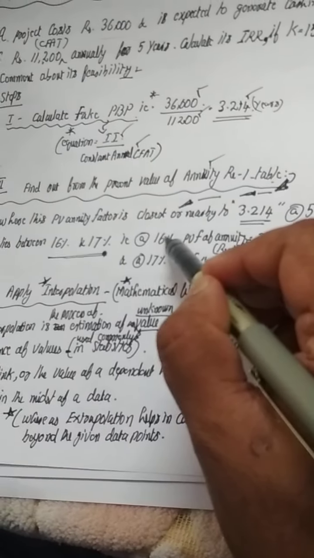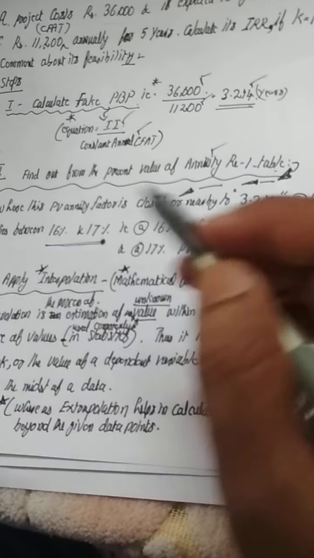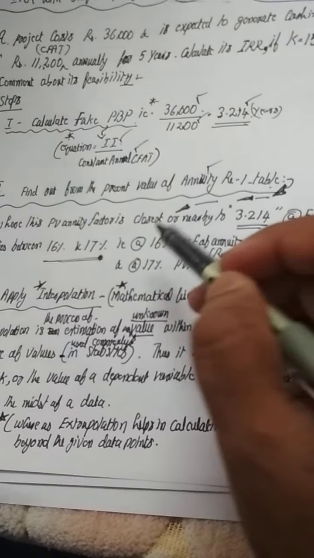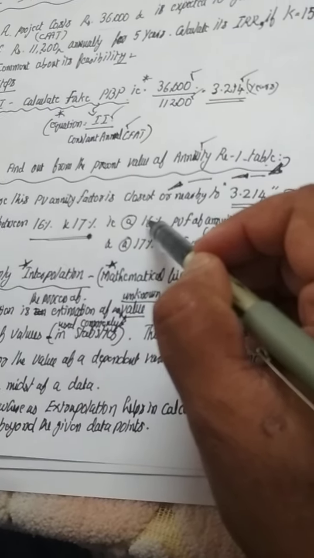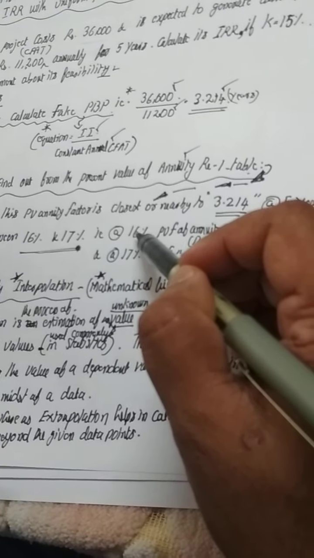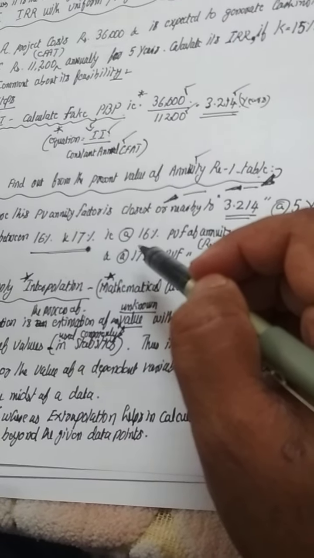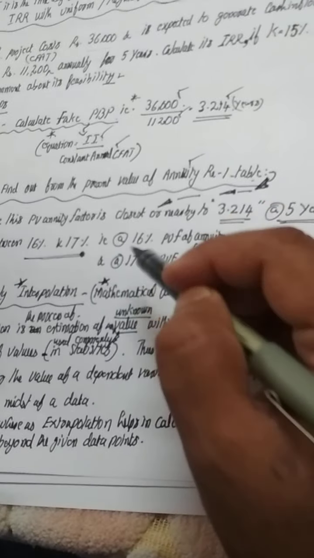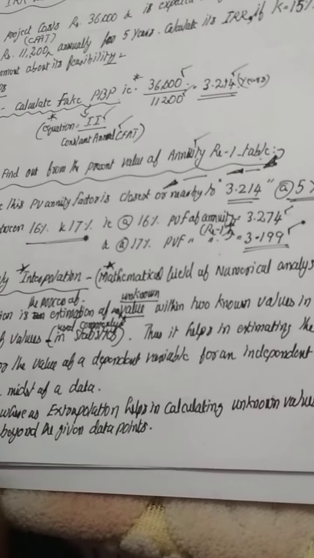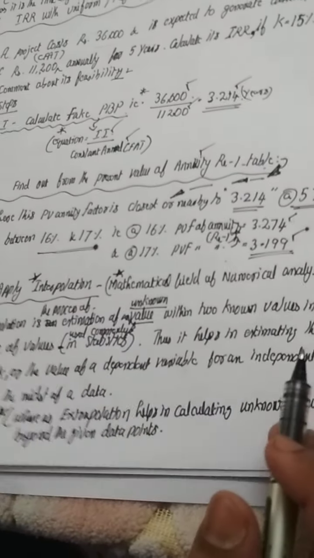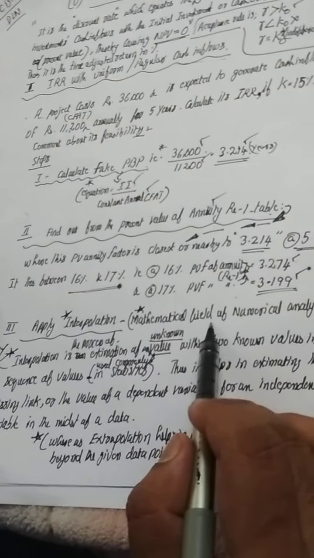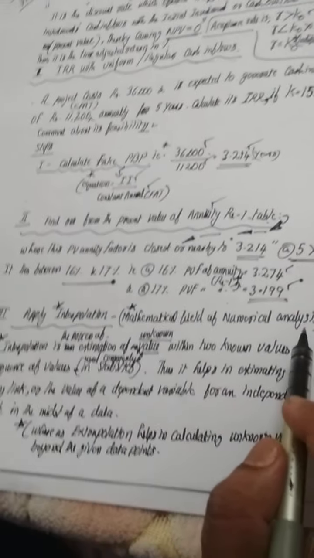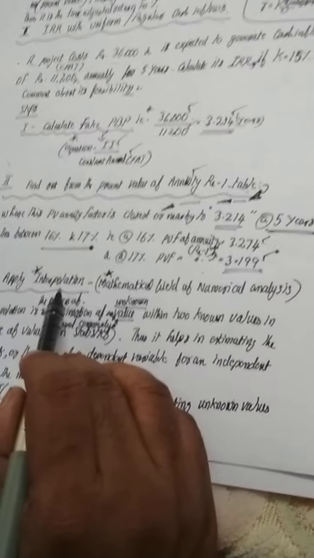the unknown value within these two known values we have to find out. Okay, I will make it very clear. The internal rate of return lies between 16 and 17 percent. The 16 and 17 percent are the known values. So if we want to find an unknown value which lies between two points, we have to use the mathematical tool or field of numerical analysis which is called interpolation.